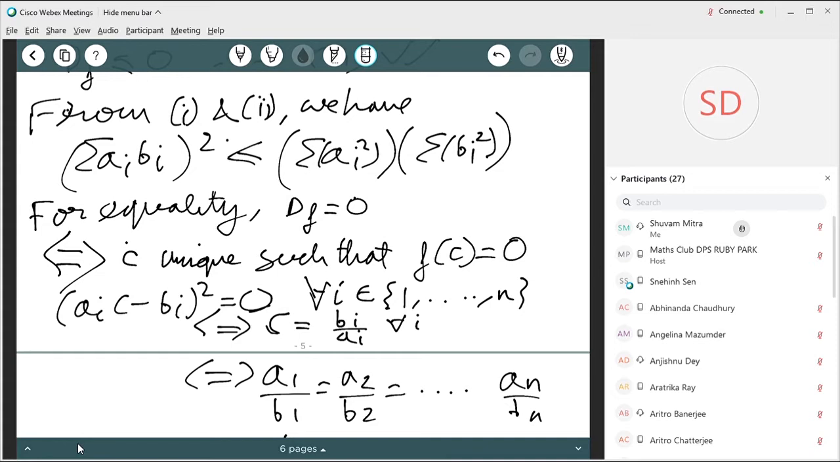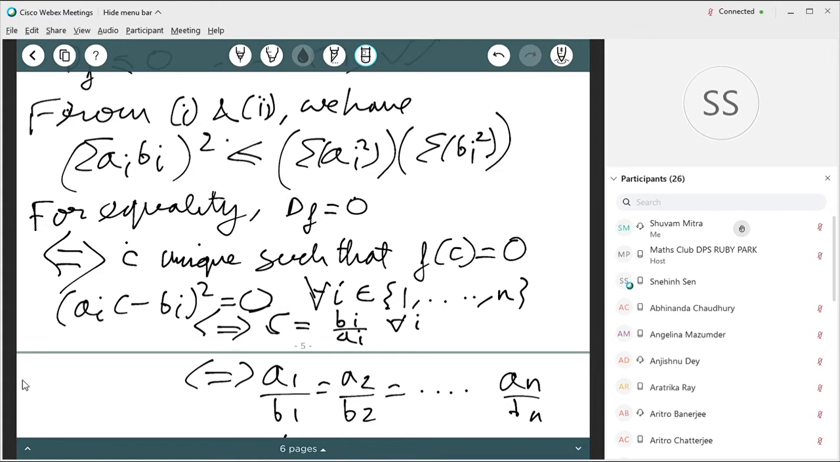With our first representation of f, which is that f is the sum of (a1x minus b1) whole square plus (a2x minus b2) whole square and so on, that would imply that each (ai c minus bi) whole square term is equal to 0 for all i. That means (a1 c minus b1) whole square equals 0, (a2 c minus b2) whole square equals 0, and so on. Yes, Dada.